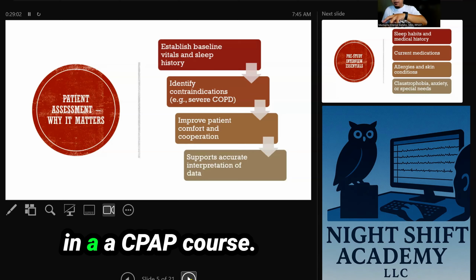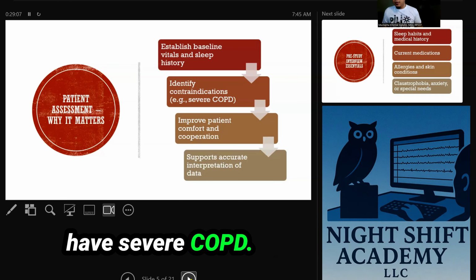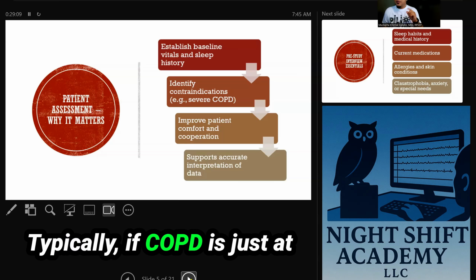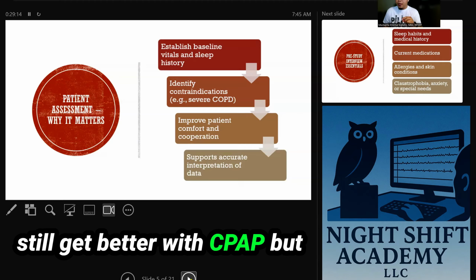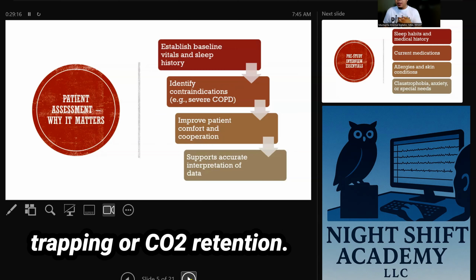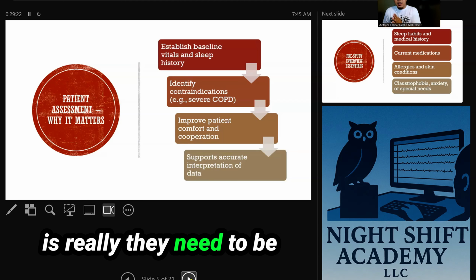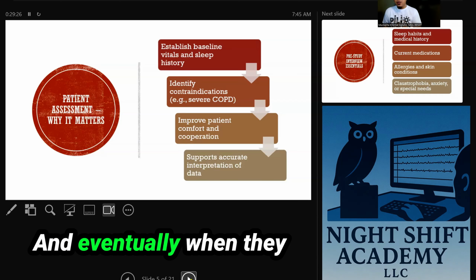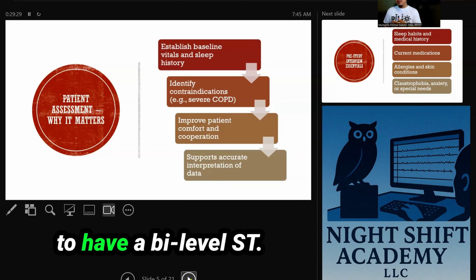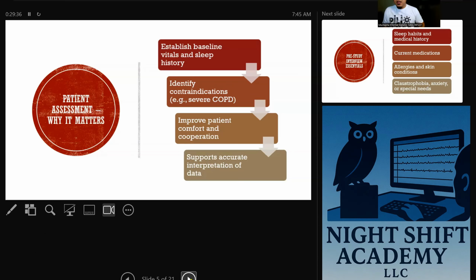But then I put them in a CPAP. Of course, they don't do too well on CPAP if they already have severe COPD. Typically, if COPD is just at the beginning stage, they can still get better with CPAP. But eventually, they will have air trapping or CO2 retention. So what needs to happen is really they need to be titrated with a bi-level machine, the bi-level mode. And eventually, when they get worse, they will need to have a bi-level ST or with a backup rate. So I'll explain all that on advanced titration class. Any questions?